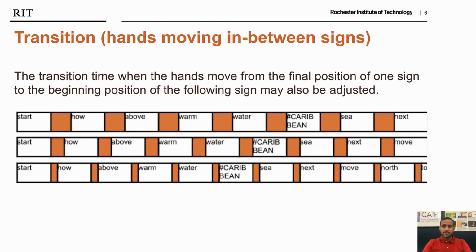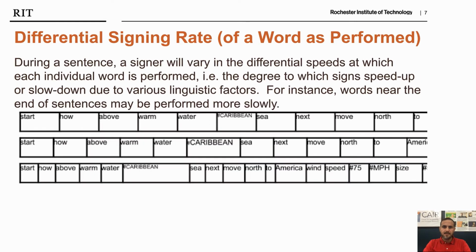Transition is the time that the signer's hands are moving from the final position of one sign until the beginning position of the next. The orange highlighted area represents the transition time of the signer's hands. Differential signing rate refers to how dynamic a signing performance is. For example, as a signer approaches the end of the sentence, the final words may be performed more slowly.